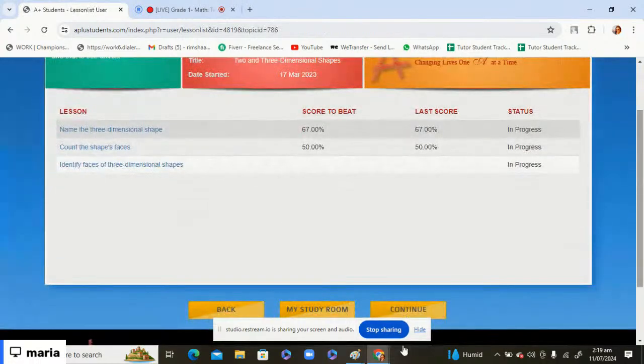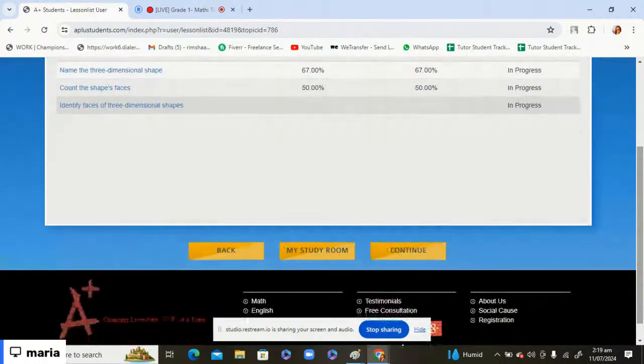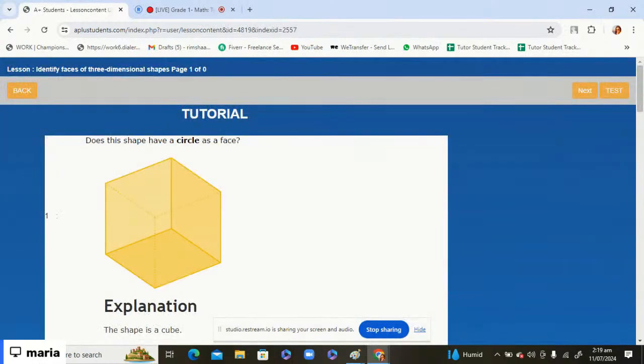So let's do the last lesson of that chapter, which is identify the faces of three-dimensional shapes. So look here. We are just going to check what shape it is. Is it a shape of a cube? Is it a shape of a sphere? Is it a shape of a cone? Is it a shape of a rectangle? Okay, like in this way.